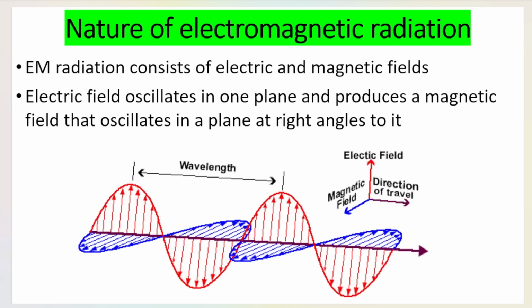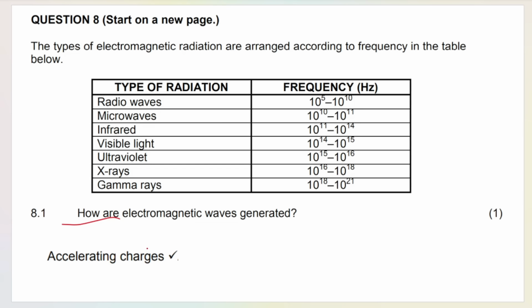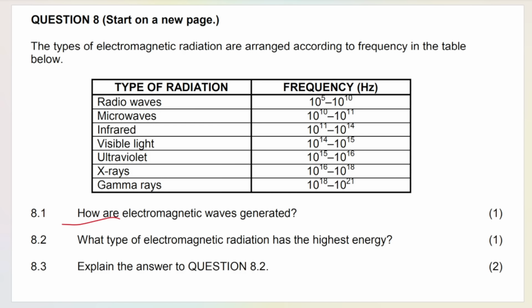So all that you need to say is accelerating charges, but just know that it is the electric charges that accelerate that produces a magnetic field. The magnetic field recreates an electric field and so on. And those fields are at 90 degrees to one another. Right. Theory question done. Our next question is, what type of electromagnetic radiation has the highest energy?